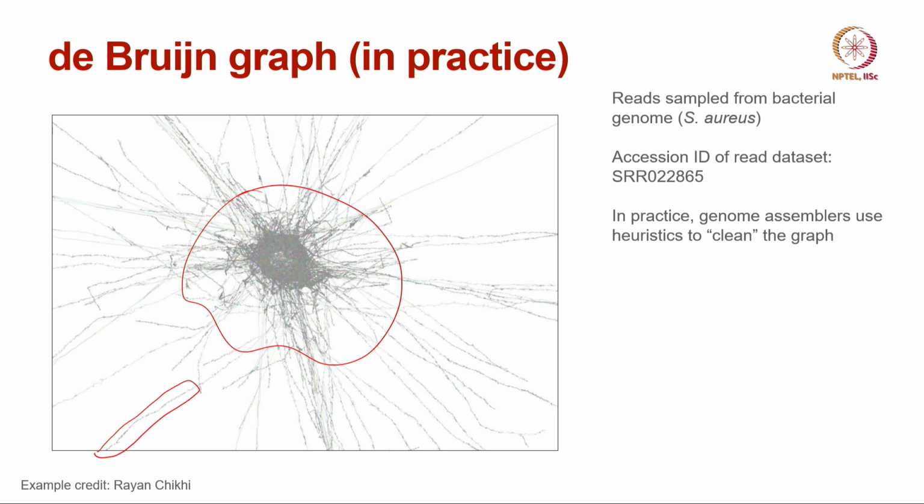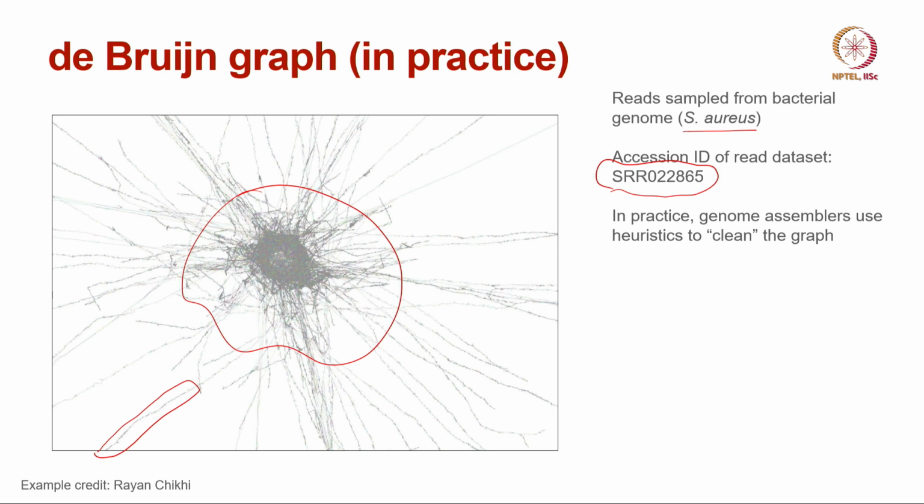So, this particular graph is built from a bacterial genome data set, and if you want to download the read dataset, you can go to the NCBI website, enter this accession ID, and you will be able to download the read dataset yourself.